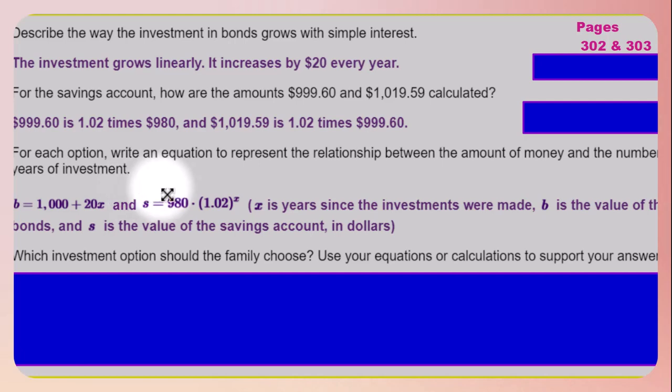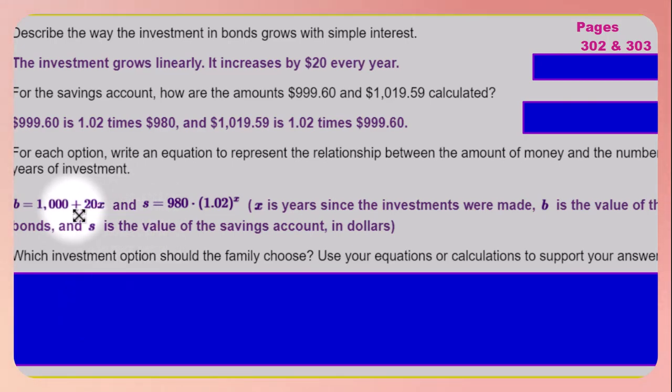For the second equation, our initial amount is not 1,000 because we had to subtract that $20 to begin with, but our rate of change is 1.02. We have that initial amount plus another 2% each year, and then we raise that to the x power. X is the years since investments were made. B is the value of the bonds, and S is the value of the savings account. B is for bonds, S is for savings. So I chose variables that help me remember.